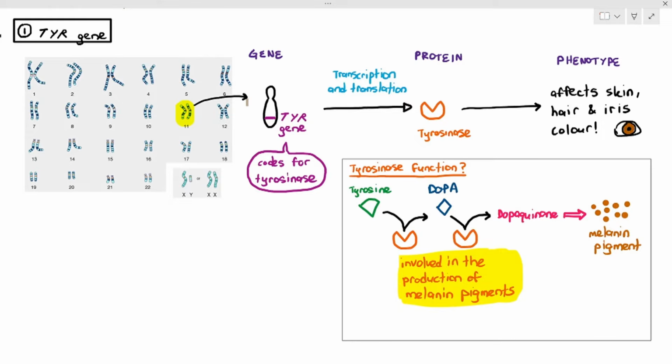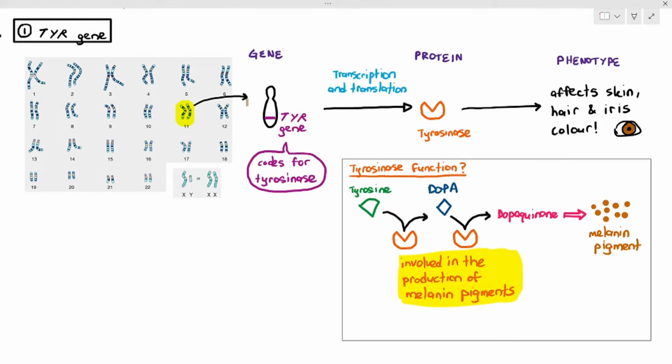So now we are also going to talk about the situation where the TYR gene becomes mutated. In the earlier chapters in AS, chapter 6, I did mention that there were 3 types of gene mutation: addition, deletion, or substitution. You don't have to know that in detail.